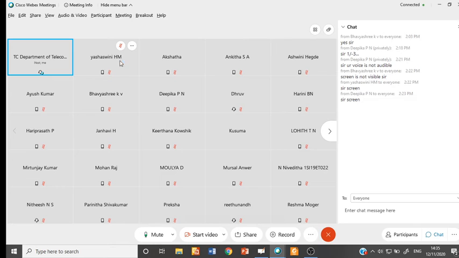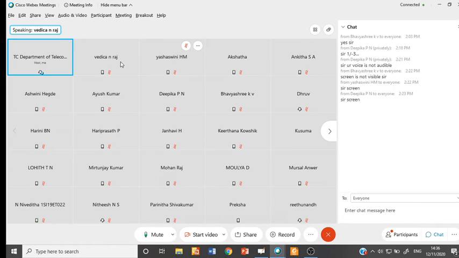Yashaswini, are you doing? Yes, sir. Doing. Try to tell me the answer. X of k, Fourier series coefficient. Parinita, hello. Preksha, are you doing? Lohit, yes sir. Hello, Lohit.